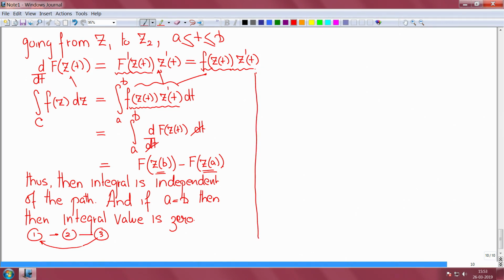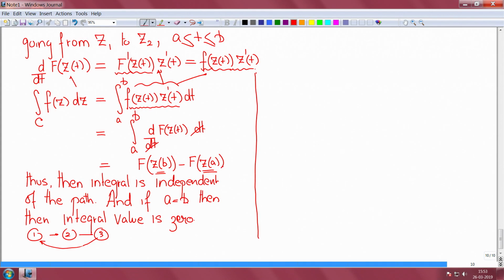So for today we will close over here, and we will explore the implications of this theorem in the next class.